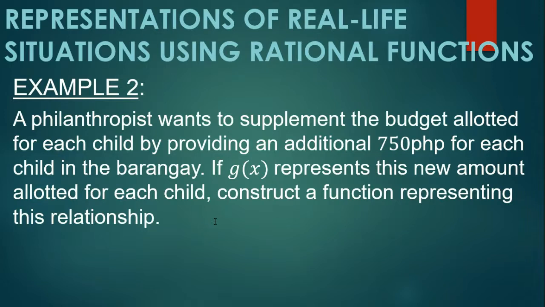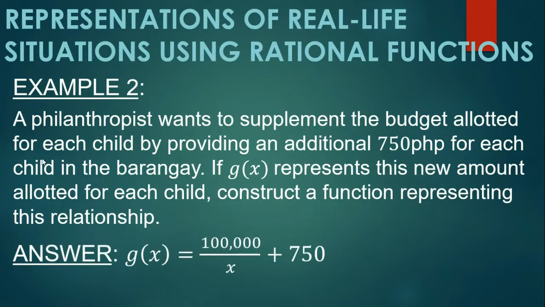Doon sa first example, yung budget ng barangay, which is 100,000 pesos, paghati-hatian ng mga bata doon equally, depende sa bilang ng bata doon sa kanilang barangay. Sa example na to, may magdodonate ng philanthropist ng 750 pesos sa bawat bata doon sa barangay. So, ibig sabihin, we will use the equation that we obtained in the first example at dadagdagan lang natin ng 750 doon sa dulo. Okay, therefore, our answer is g of x is equal to 100,000 all over x plus 750 pesos.